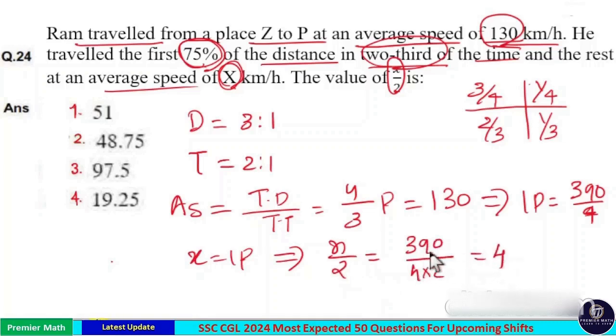8 goes 4 times in 32, remaining 7. 8 goes 8 times in 64, remaining 6. 8 goes 7 times in 60. Remaining, 8 goes 5 times in 40. So 48.75, option 2 is your answer.